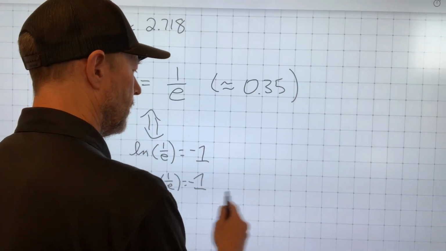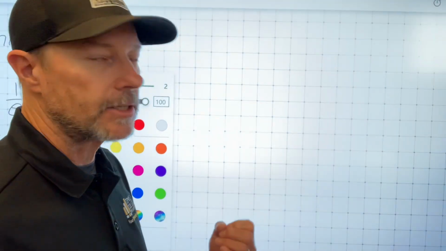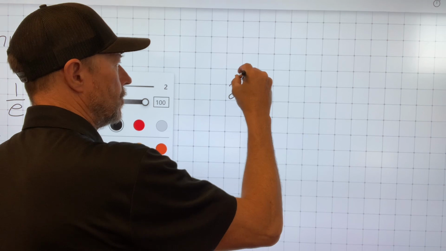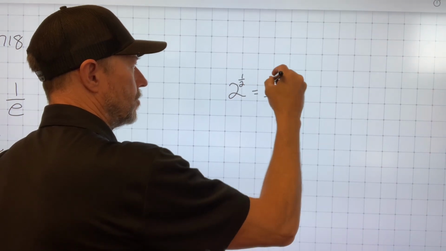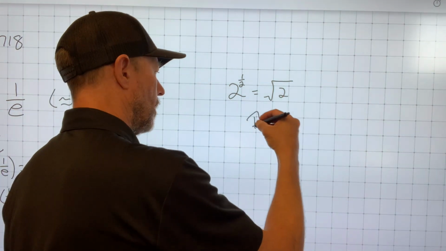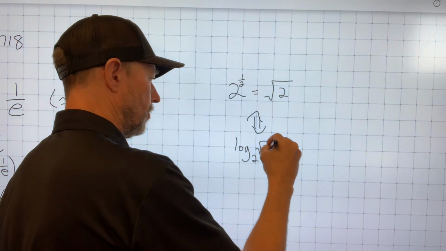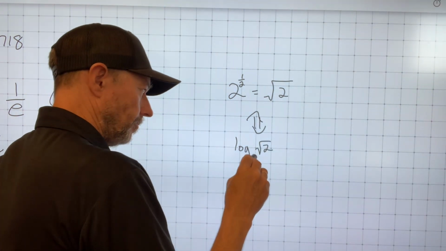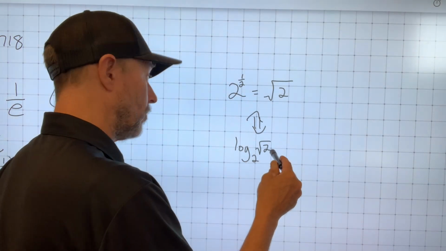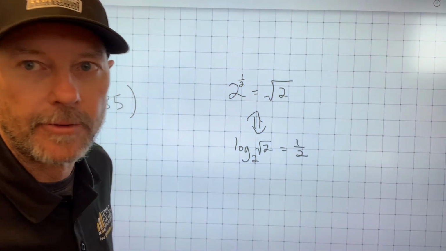One different thing we could talk about is that not all powers are nice rational powers. So we know that, of course, you can raise 2 to a fractional power, and that gives you the square root of 2, which is an irrational number. So the logarithmic expression here would be log base 2 of the square root of 2. What exponent do you put on this base in order to get this irrational power, the square root of 2? Well, it would be the fractional power 1/2.